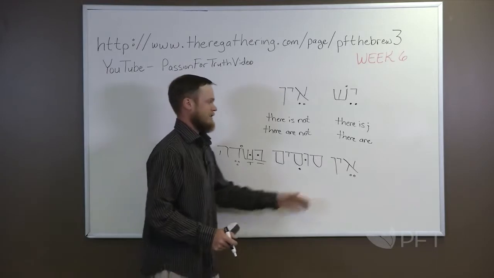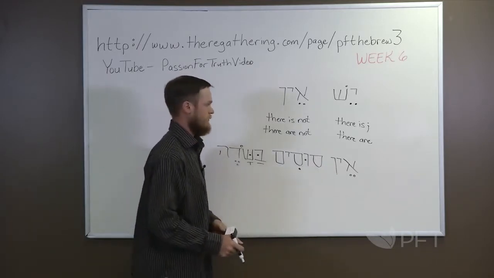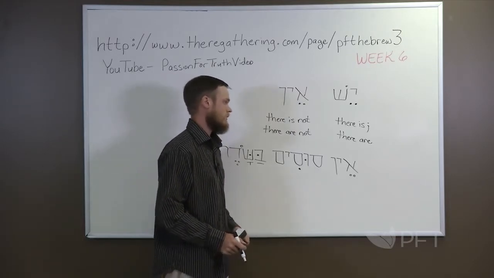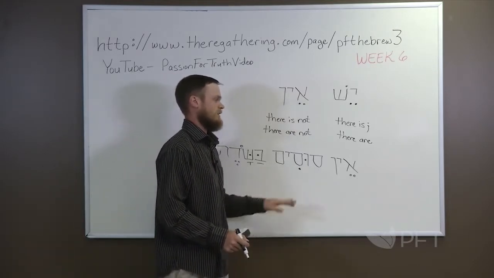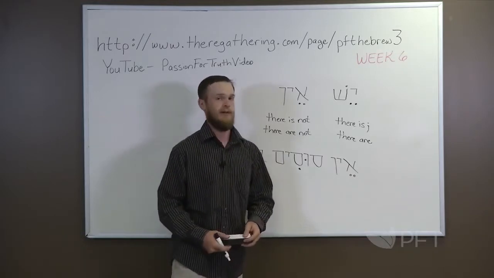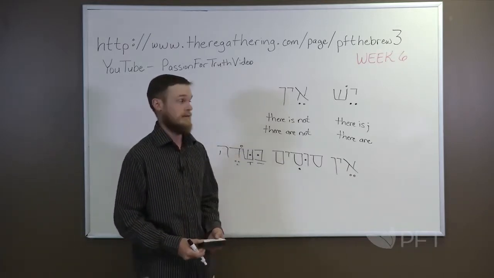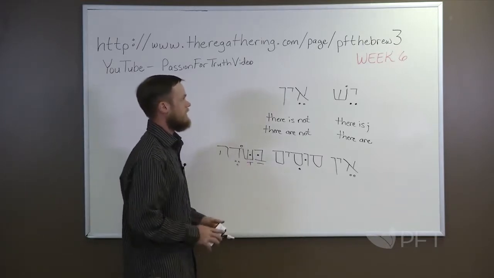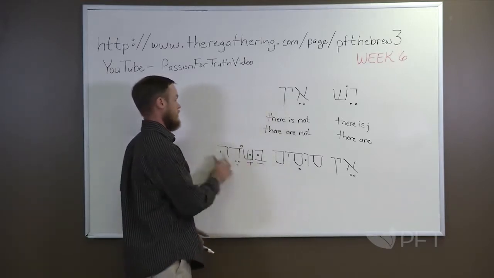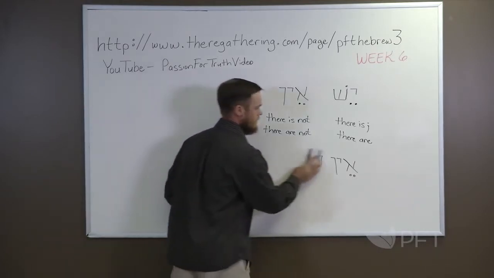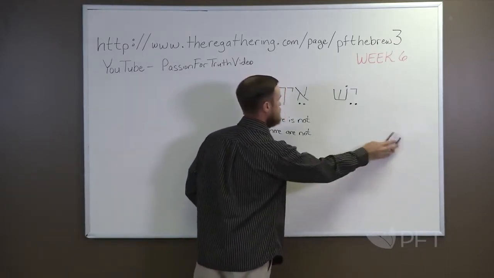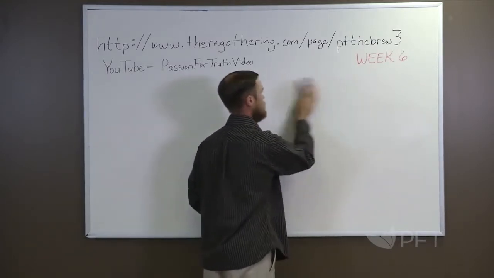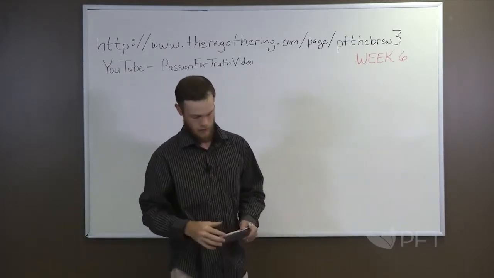the verb that they're modifying is invisible. Okay, they're modifying the invisible is in the sentence. So it's kind of difficult to see them function that way. Other adverbs, it's a lot easier to see how they're working as adverbs. But anyway, yesh and ein, there is and there is not. Okay?